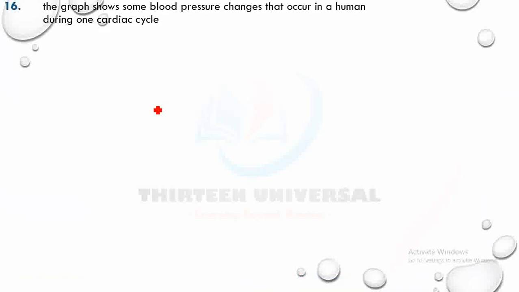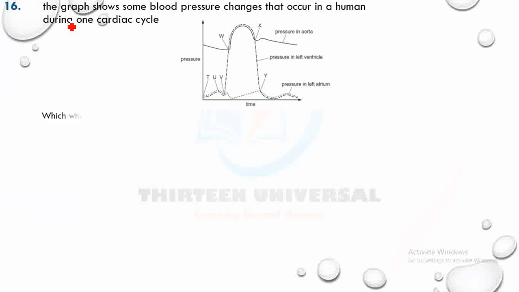Let's go. The graph shows some blood pressure changes that occur in a human during one cardiac cycle. So let's quickly do that. What shows when systole starts and when systole ends? There's a typo here, but we're talking about the start and the end.